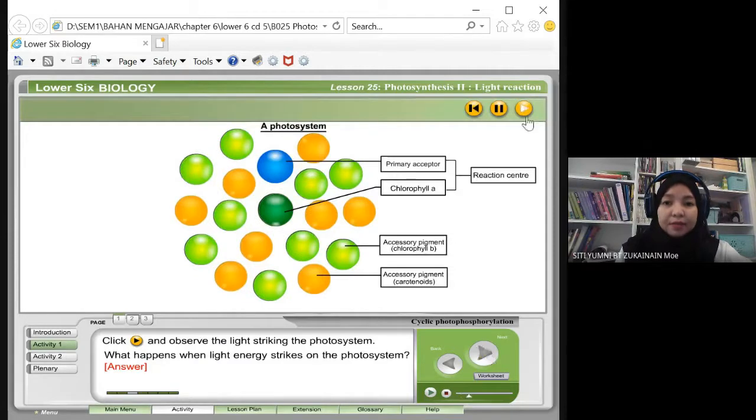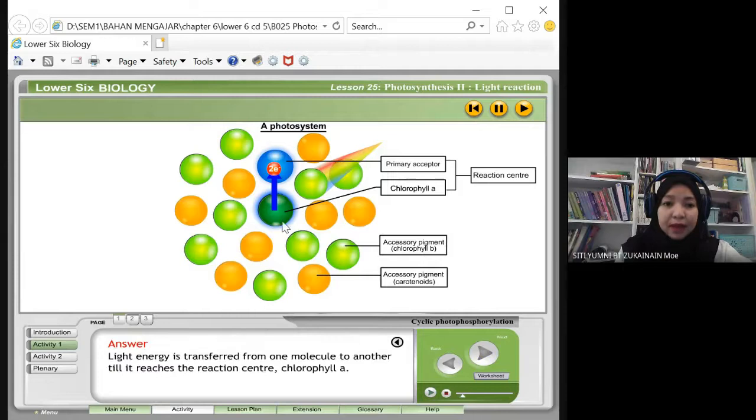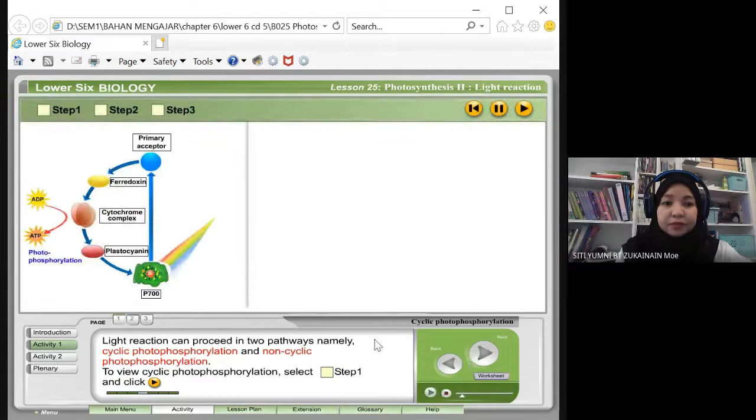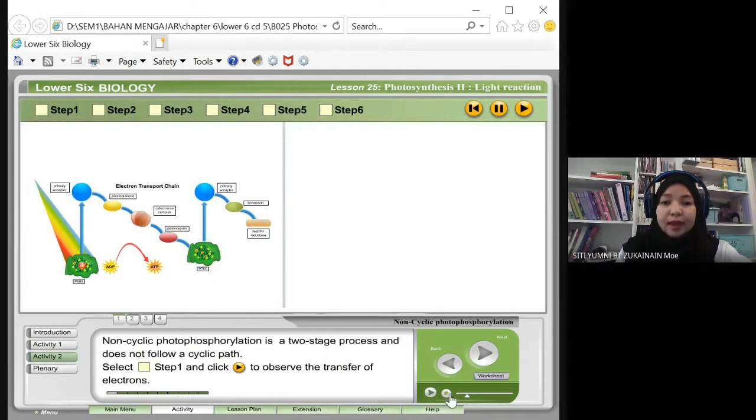Now I click the play button and I want you to observe what happens when light energy strikes the photosystem. As you can see here, light energy is transferred from one molecule to another until it reaches the reaction center, chlorophyll A. So light reaction can proceed in two pathways, as I mentioned: cyclic photophosphorylation and non-cyclic photophosphorylation. Let's start with the non-cyclic photophosphorylation.